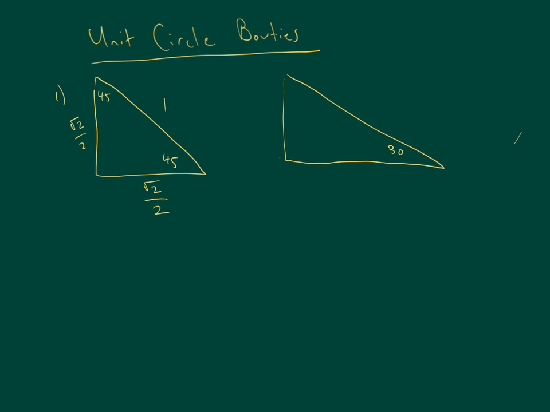so 30, 60, 90 with hypotenuse is 1, then this side opposite 30 is 1/2, and that's root 3 over 2.